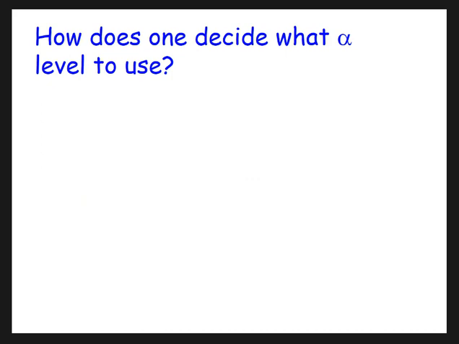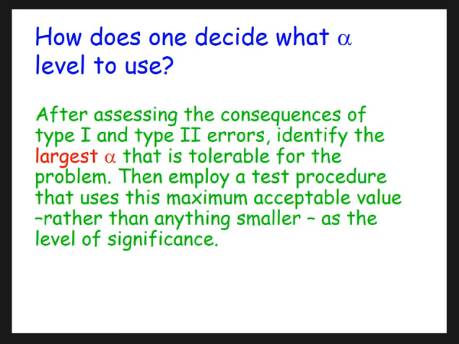So how do you decide what alpha should be used? We look at it and we decide what is the maximum acceptable value, rather than the smallest, but what is the maximum accepted tolerance for risk here of making that type 1 error.